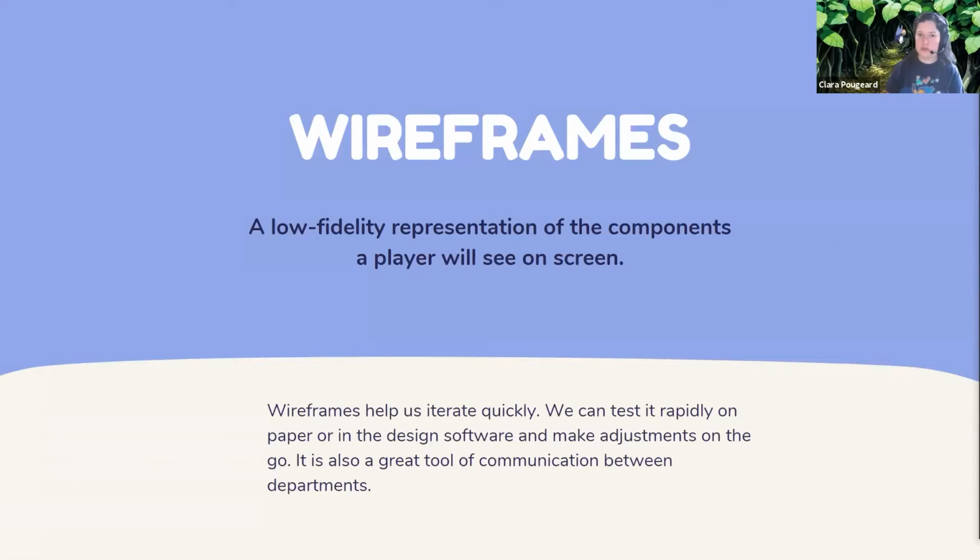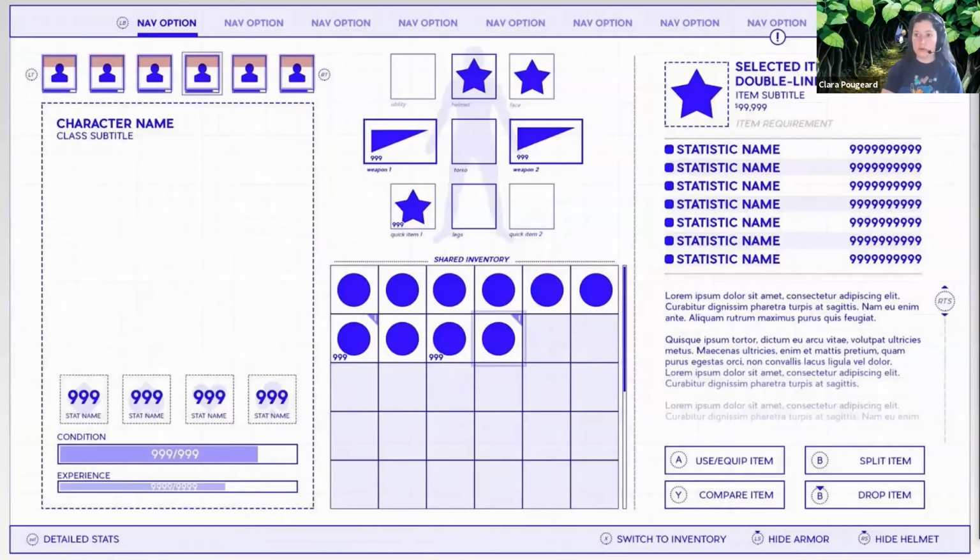So we usually use very simple shapes to show where things will be. The goal of this is to iterate quickly, because we need to test sometimes very, very quickly and modify even more quickly. So it's a great way for us to move things around without having the UI artist redo all the art and then present it again. And it's also a tool of communication. It's something we use a lot to communicate with production, with programming, with art, to make sure everyone's on the same page.